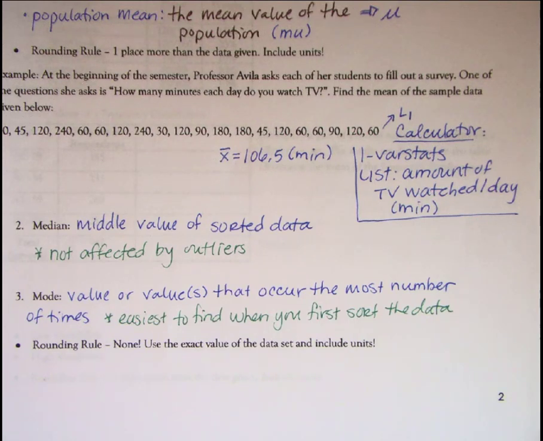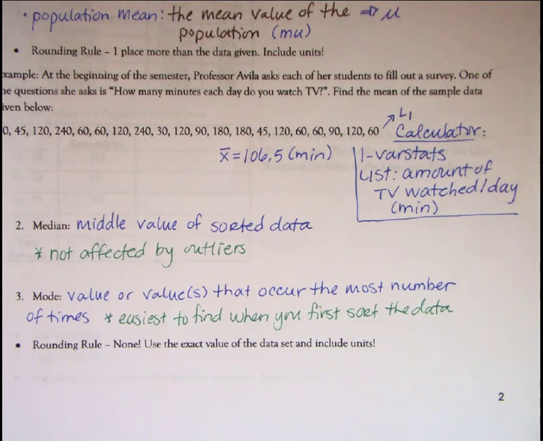It's easiest to find or identify these when your data is already sorted. When you're looking at the median and the mode, you're not going to use any rounding rules. You're going to use the exact value that is calculated. For example, when finding the median, sometimes you will have the exact value from your data set. However, sometimes when you're doing that calculation, you may create a decimal, which you will use that exact value of.